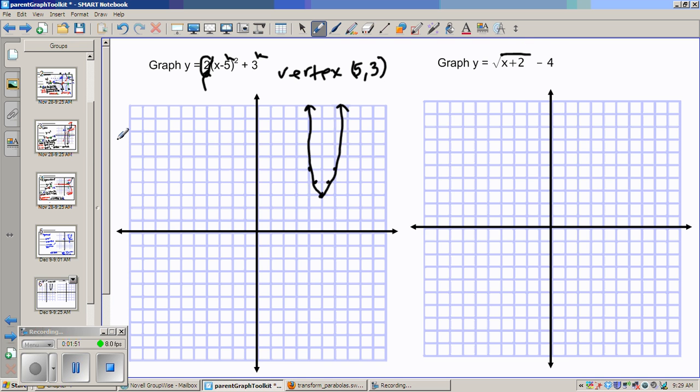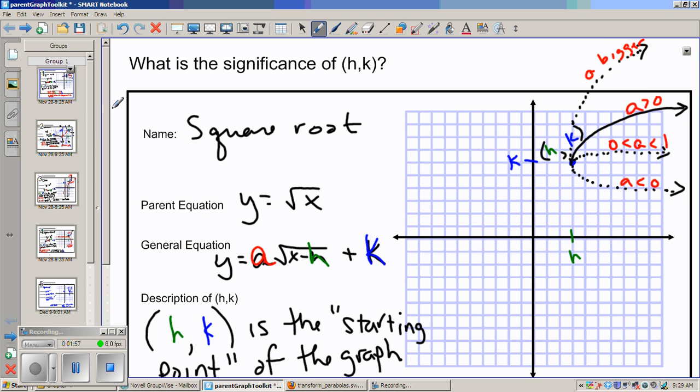Then I would remember the presentation that was given by students on the parent graph of y equals the square root of x, which looks kind of like half of a parabola laying on its side. So it's this solid black line right here. And h and k work exactly the same way. They're kind of a vertex. It's more of a starting point now. So we said (h, k) is the starting point of the graph. So wherever h and k are, that's where you're going to start your graph, and then you're just going to do half a parabola.